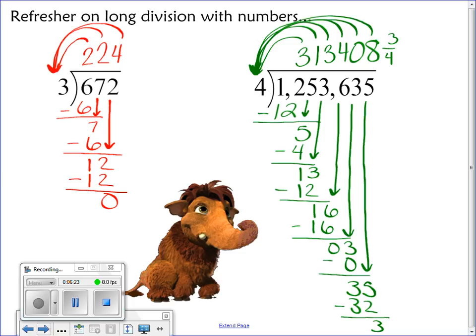If I put a 0 right here, does it change the value of my number? No. The only reason I didn't is because it was right in the front.